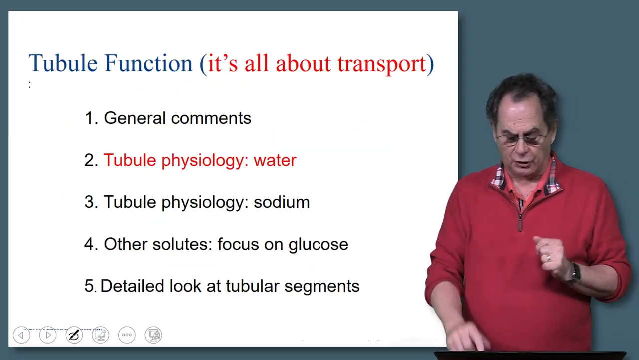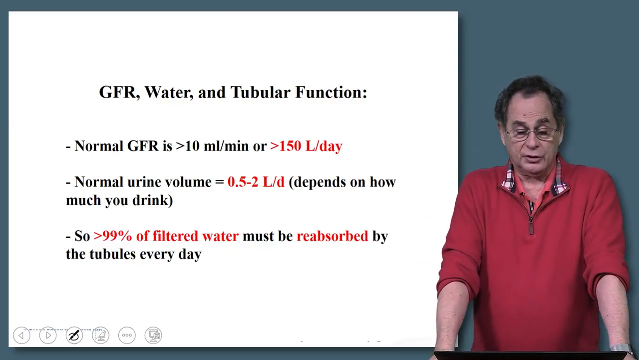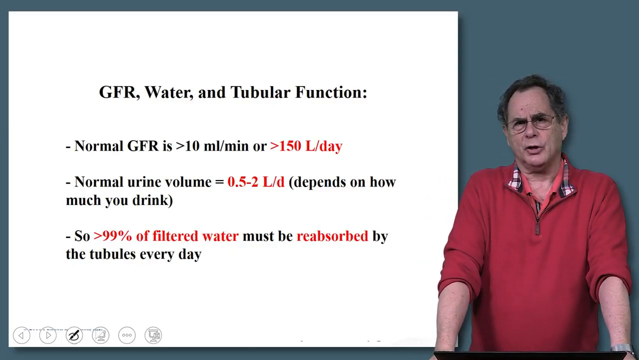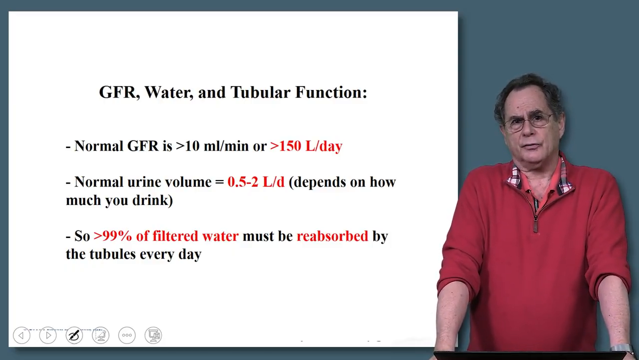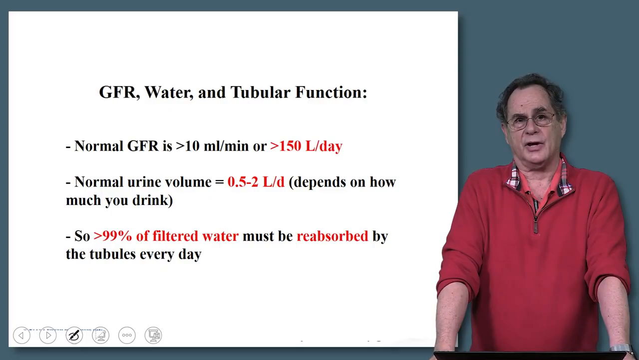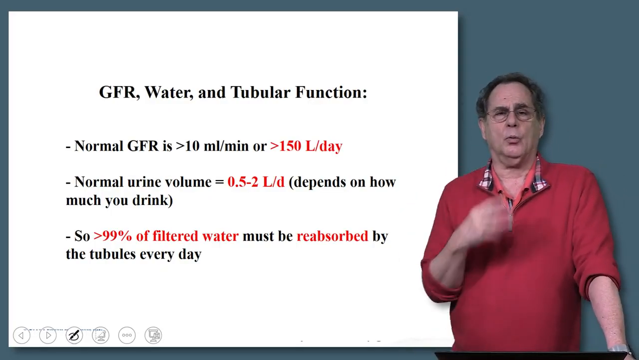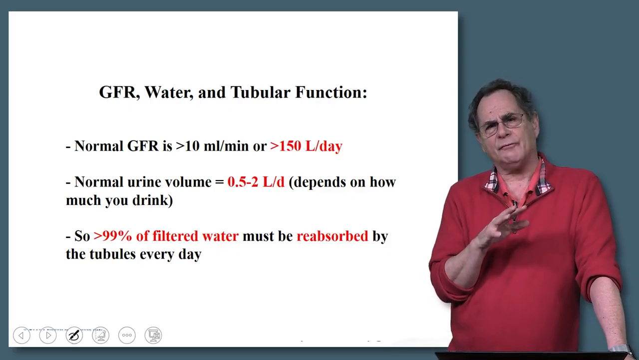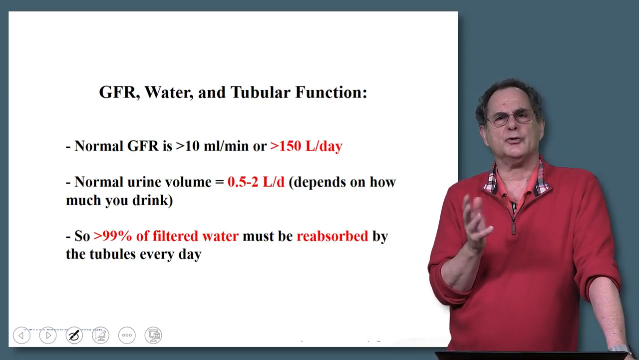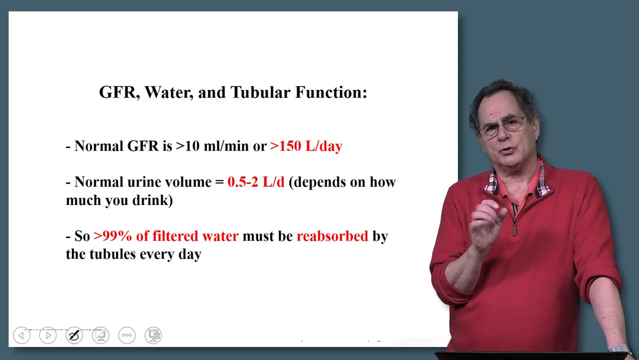So, tubular physiology, water. The first thing again is some quantitative numbers. The normal glomerular filtration rate is equivalent to 150 liters a day. So it's actually, this should say greater than 100 mils per minute, or 150 liters a day. And your normal urine volume varies depending upon what you drink, but varies from about half a liter to about 2 liters a day on average. And that depends again on how much water you drink.